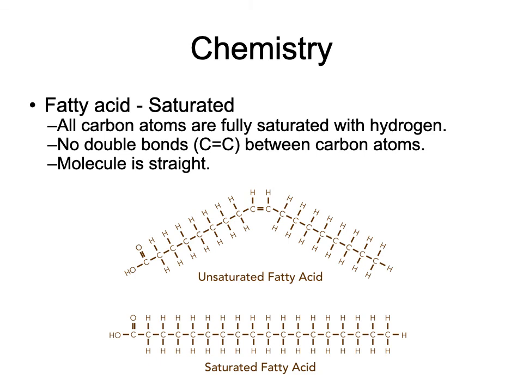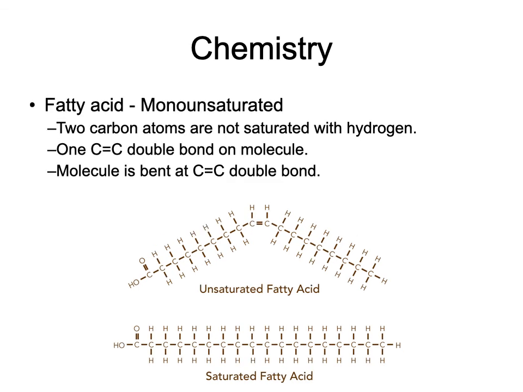Unsaturated fats, on the other hand, have weaknesses. They have a bond that is not as strong, and that breaks up easily into smaller, shorter chains and easier to digest components. So we can see a double bond here between the carbon atoms. The molecule is not straight in an unsaturated fatty acid. So a monounsaturated fatty acid has one weak bond, and that makes it easier for it to break up.